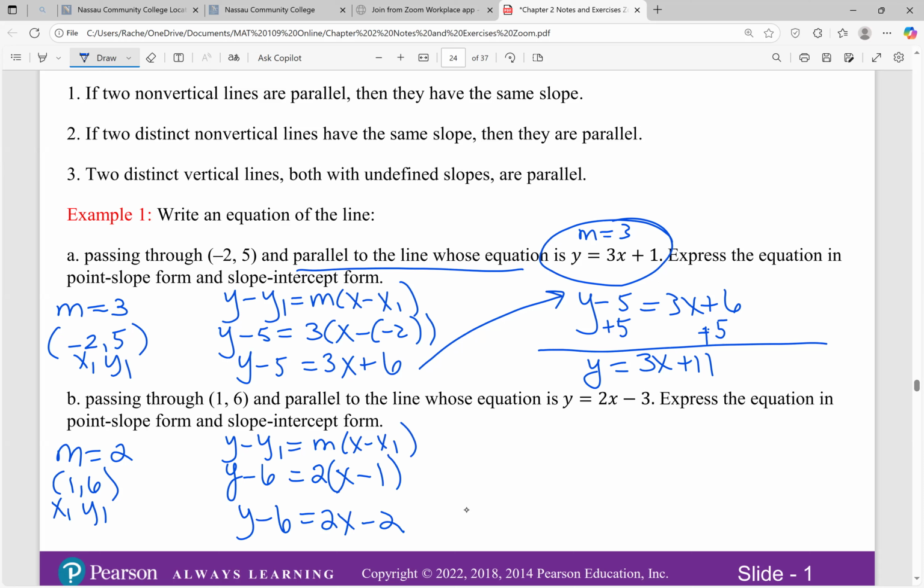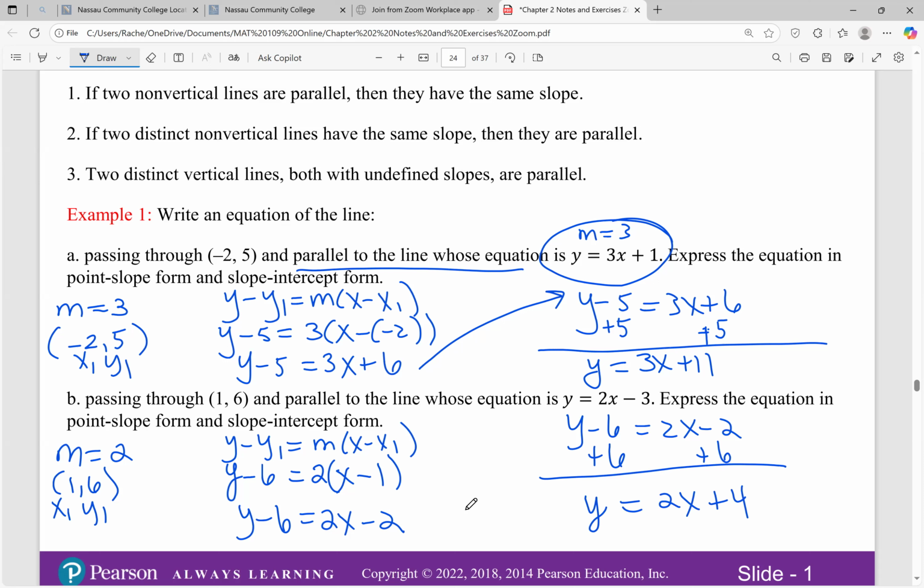And now let's rearrange it into slope intercept form. So we have y minus 6 is equal to 2x minus 2. And I'm going to add 6 to both sides. So we're going to have y is equal to 2x plus 4. So again, my equation that I came up with, y equals 2x plus 4, goes through the point (1, 6), and it's also going to be parallel to y equals 2x minus 3. And they have the same slope.